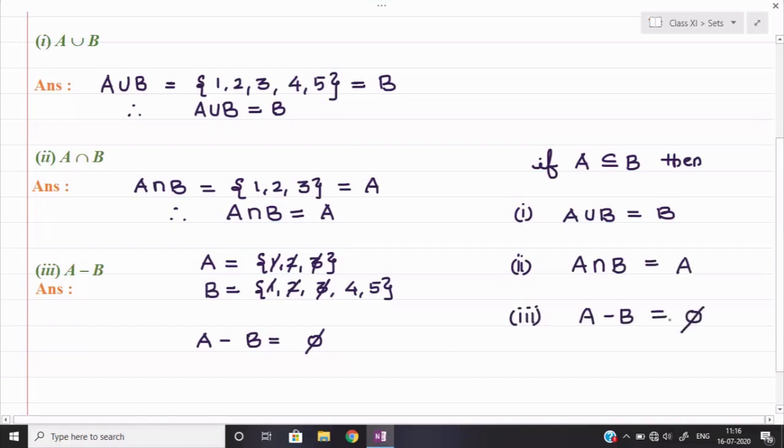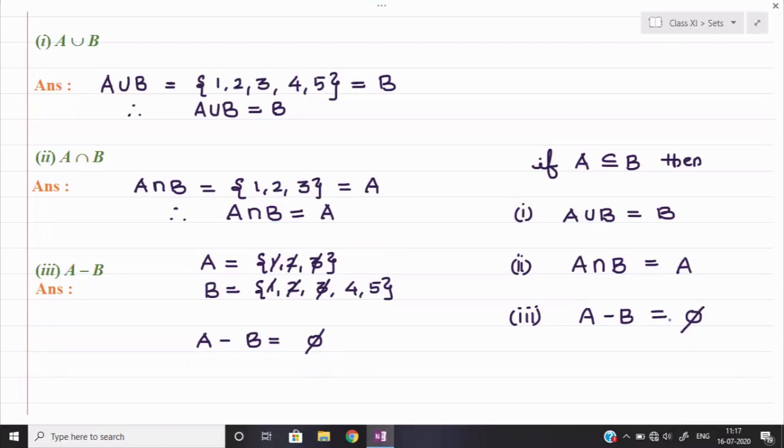If one set is a subset of another, say A is a subset of B, then their union will always be equal to B, meaning the second set. Their intersection will be equal to the first set, meaning A, and the subtraction of the second set from the first set, A minus B, will be equal to ∅. Okay, so this is the concept, this is the rule, which can be utilized in some other questions. So that's why we have done this question.